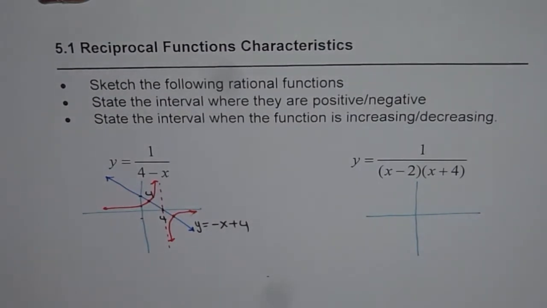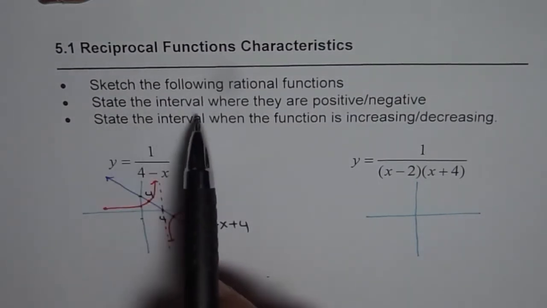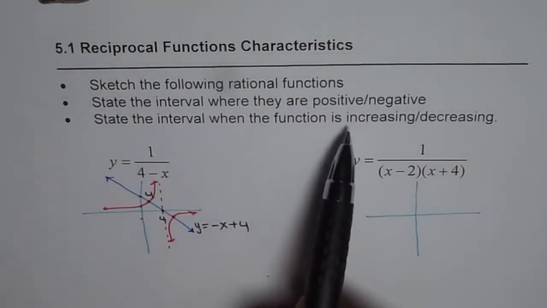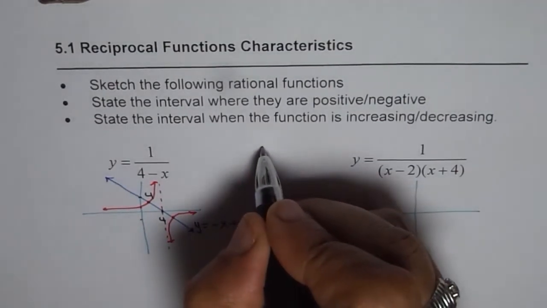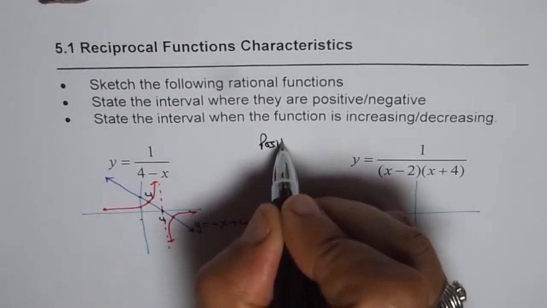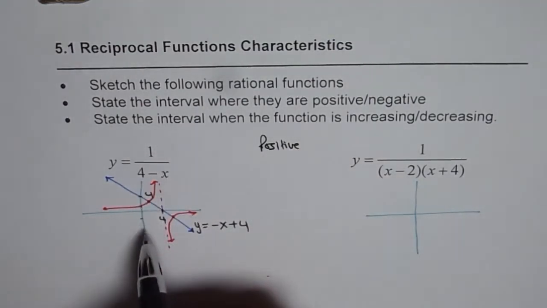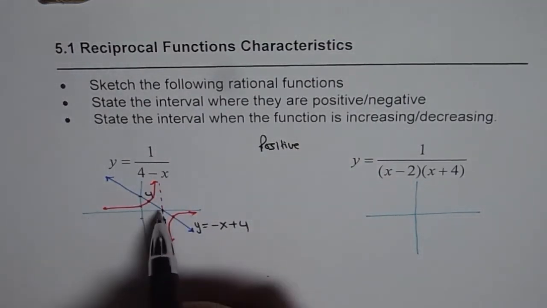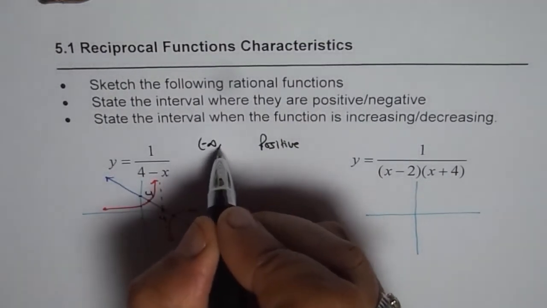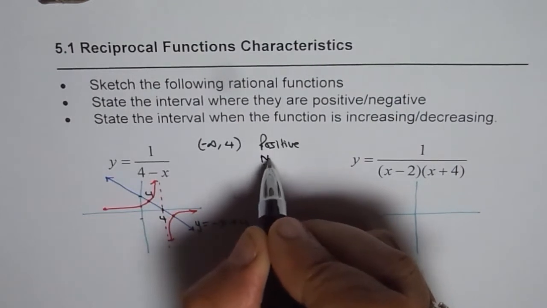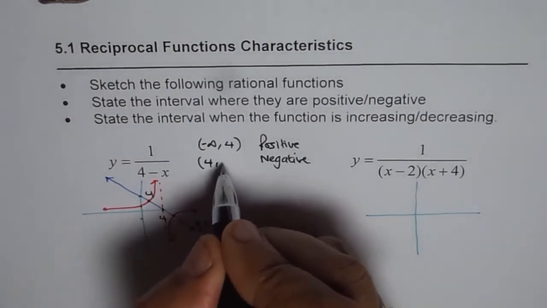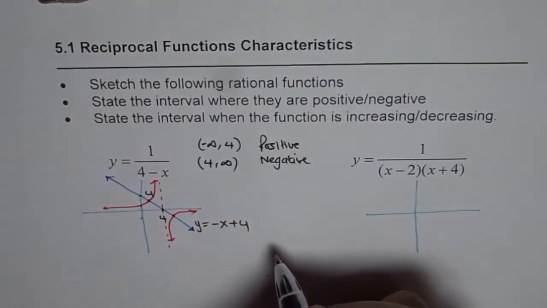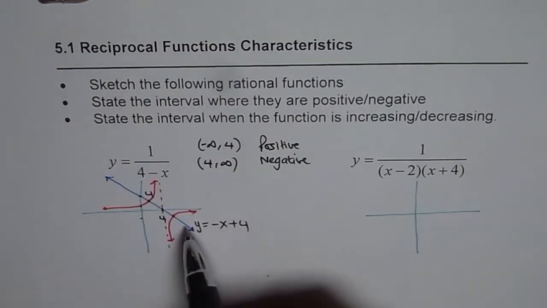Well, from this graph we can easily write down the interval where the function is positive and the interval where the function is negative. The reciprocal of the function is positive when the linear function is positive. So this function is positive in the interval from minus infinity to 4. As far as negative is concerned, it is negative from 4 to infinity. So from 4 to infinity, the reciprocal is negative. And you can see the linear function is also the same.